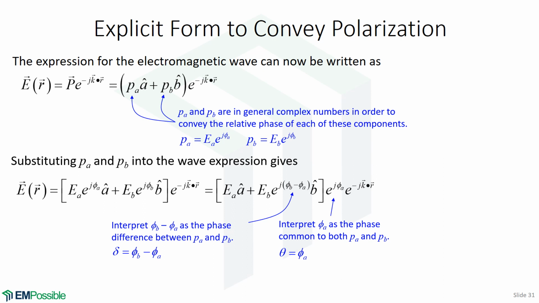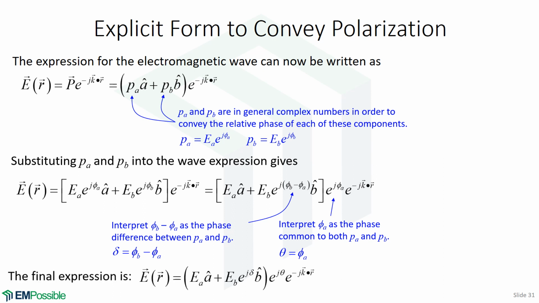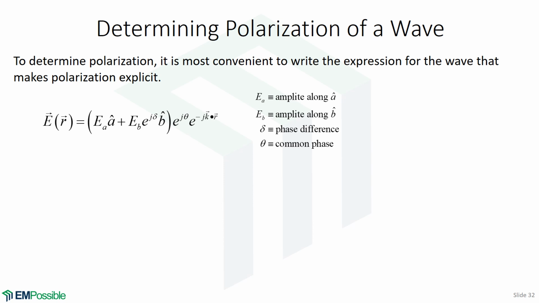So given delta and theta, we can now write the expression for the electric field component of our plane wave this way. And this is the final expression. This is the polarization explicit form. And anytime we have any kind of expression for a wave, we're going to want to write it in this form, because then we can determine its polarization very easily. Without doing that, it can be much more difficult to determine polarization. So that's step one. If we want to determine polarization, put it in this form.